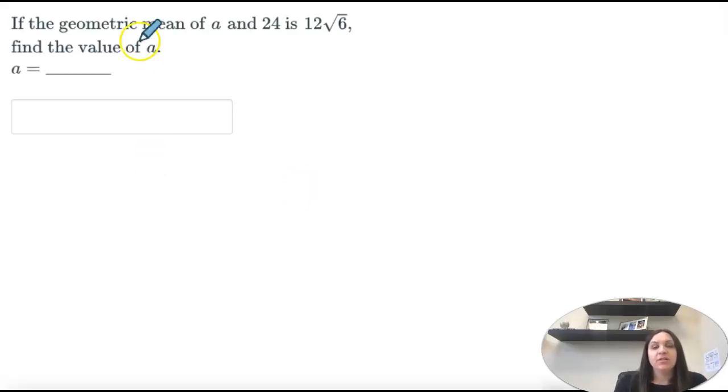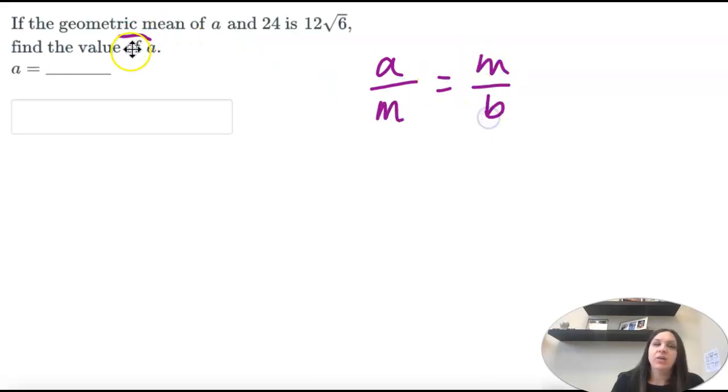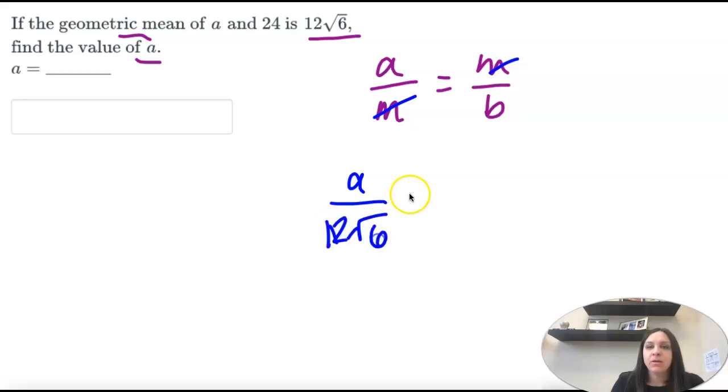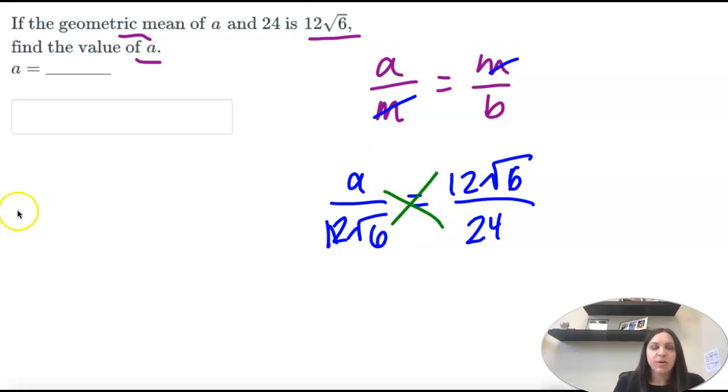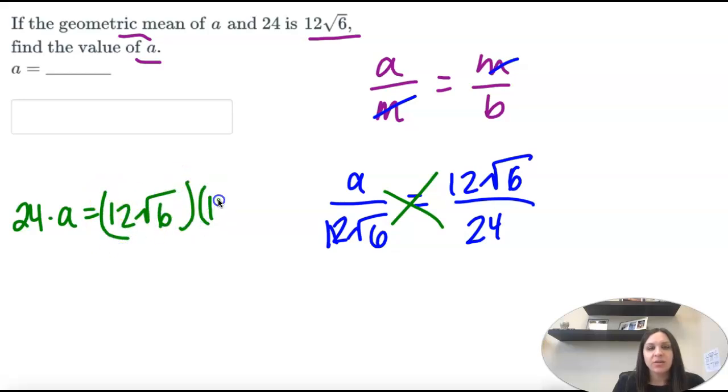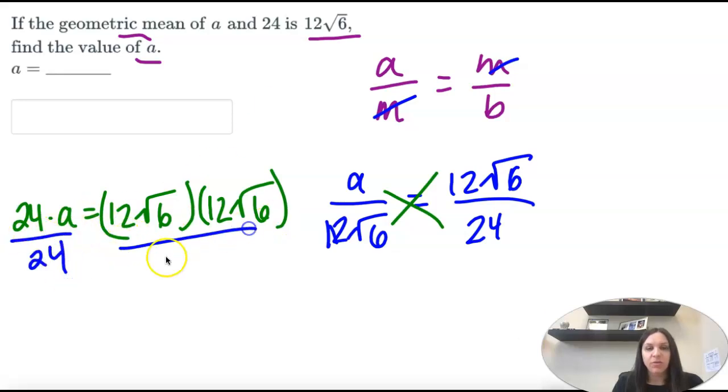Alright, another geometric mean. So this one remember A to M, M to B, and we're trying to find A. So if the geometric mean of A and 24 is 12 square roots of 6, so the mean is 12 square roots of 6. And we're trying to find A, so the 24 is B. Cross multiply. 24 times A equals 12 square roots of 6 times 12 square roots of 6. So whatever this value is, I'm going to divide it by 24 to get A.